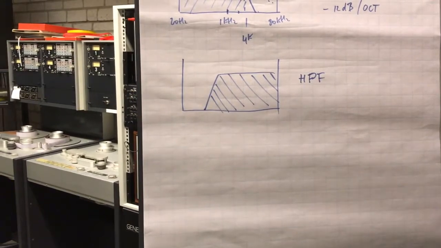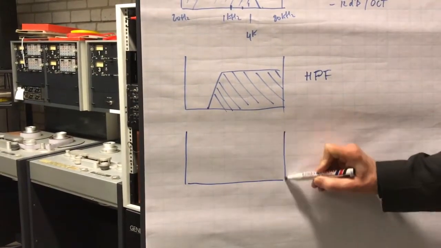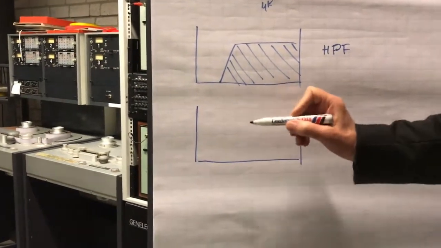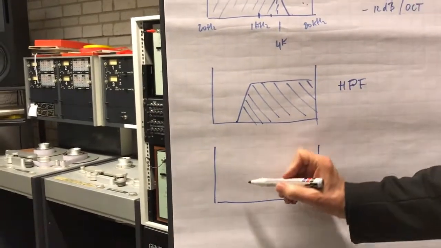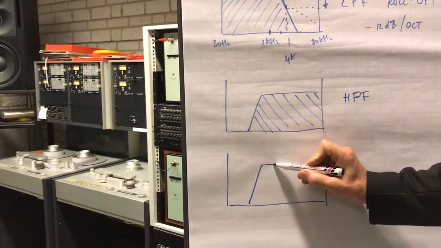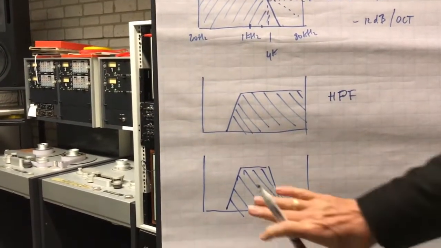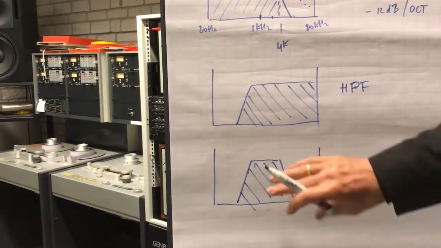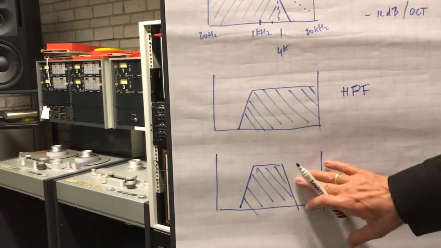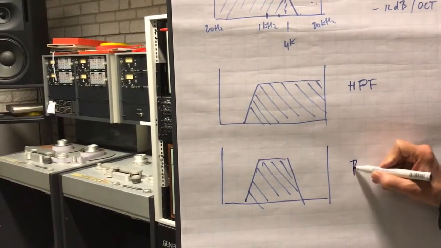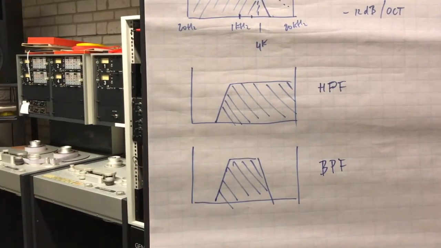The next filter I'm going to show is a band pass filter. A band pass filter is basically a combination of a low pass filter and a high pass filter, because what I have here now is this. So there is a low part which is taken away, there is a middle part which is passed through, and there is a high part taken away. And that's a band pass filter.